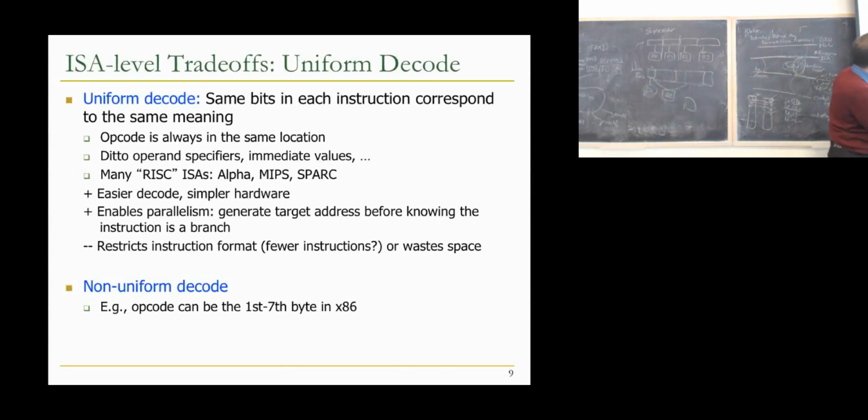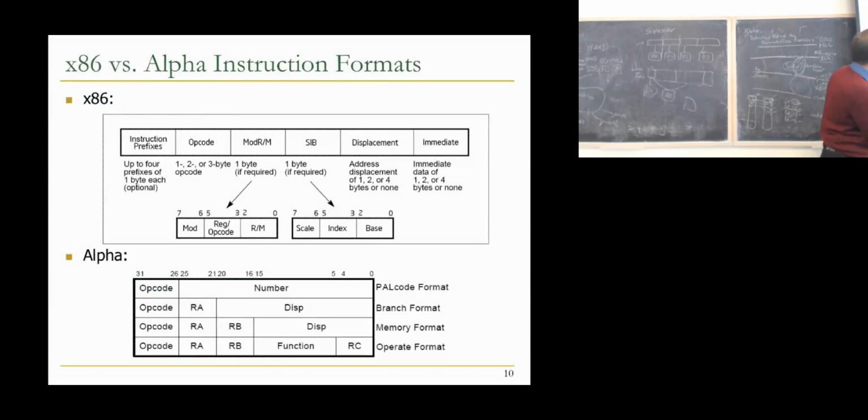This is what Alpha looks like. Opcode is always here. And this is the branch format. If you look at this, you know that the displacement value is always here. And Alpha calculated branches as, I believe, PC relative branches. You could take the program counter and add the displacement to it speculatively, without even knowing that the instruction is a branch. That way, you generate the target address at the same time as you know that the instruction is a branch.